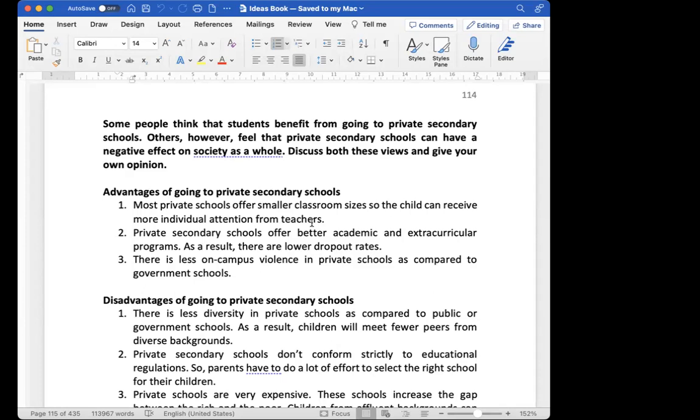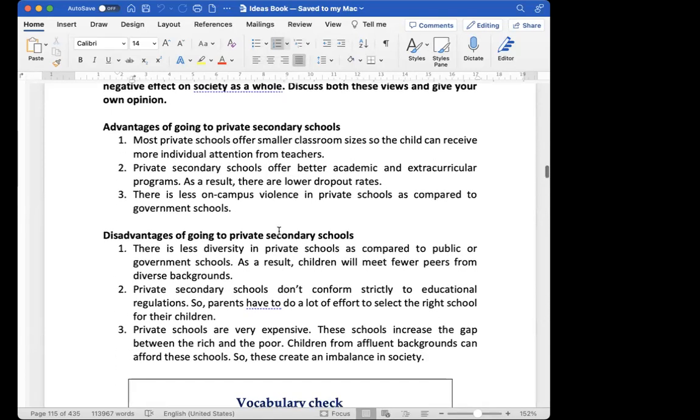Okay. Private secondary schools offer better academic and extracurricular programs. As a result, there are lower dropout rates. So they have better academic and extracurricular programs. Then there is less on-campus violence in private schools as compared to government schools. What are the disadvantages? There is less diversity.